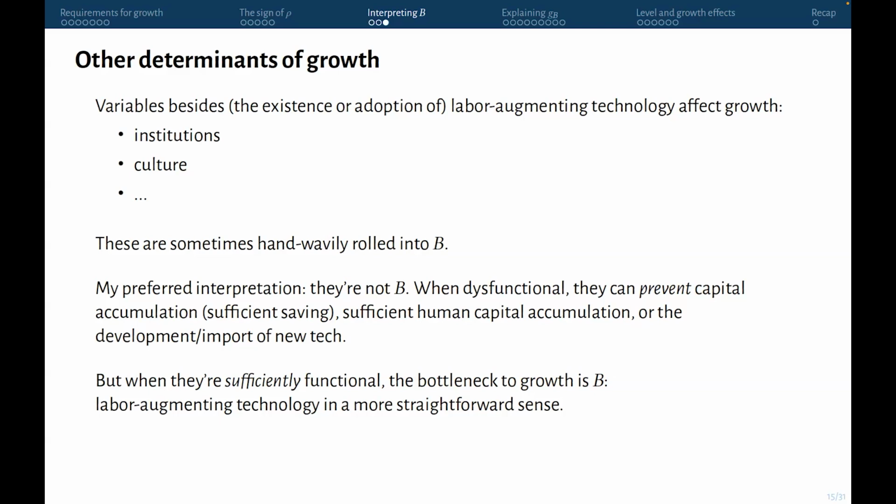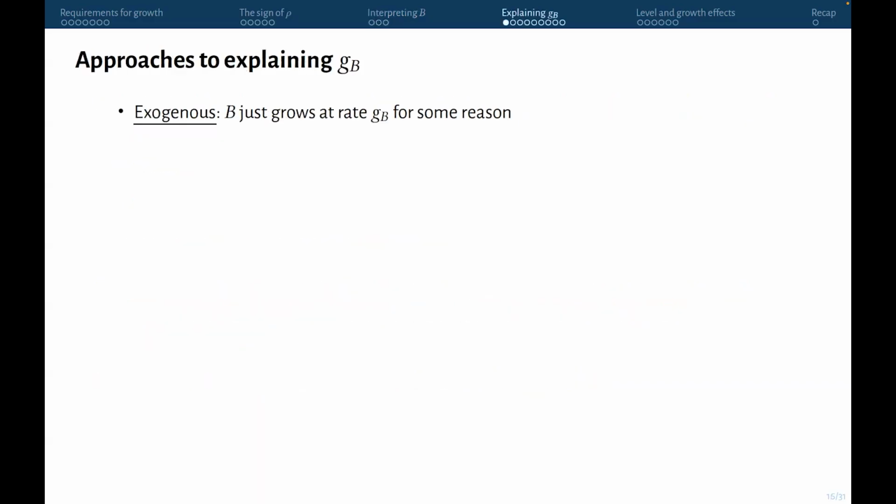But anyway, I'm just flagging that depending on what literatures you're reading or who you're talking to, this very nebulous, stylized, abstract thing, productivity or labor augmenting technology, can sometimes have different explanations under the hood.